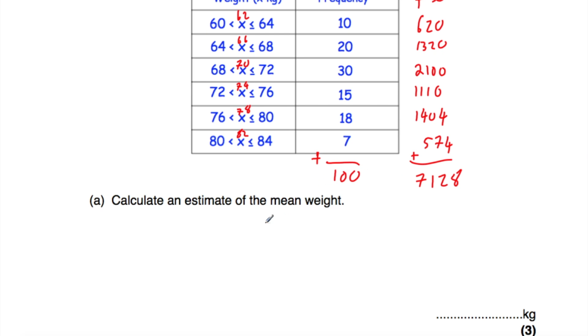So if we take our 7,128 and we divide that by 100, that's going to tell us our estimate for the mean weight. So whenever we do that, we get an answer of 71.28. So that means the estimate of the mean weight would be 71.28. That's our estimate for the mean.